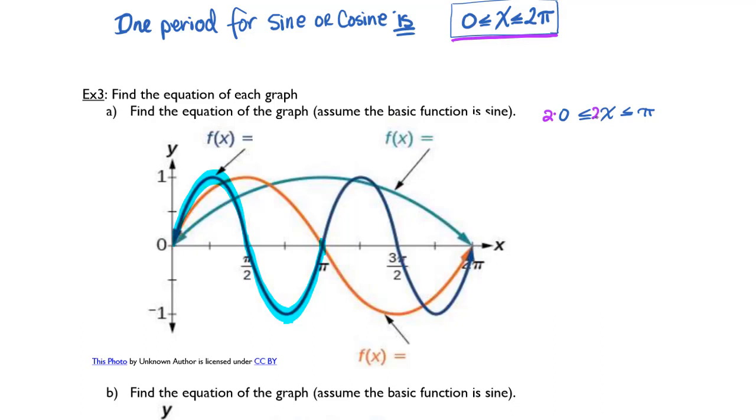I can make it look like that by multiplying all three parts of this tripartite inequality by 2. This gives me 0 is less than or equal to 2x is less than or equal to 2 pi. And so the middle of the inequality will be the inside of my sine function. I also see that the amplitude is 1, and there is no phase shift. So the sine function for the blue curve should be just sine of 2x. And there it is.